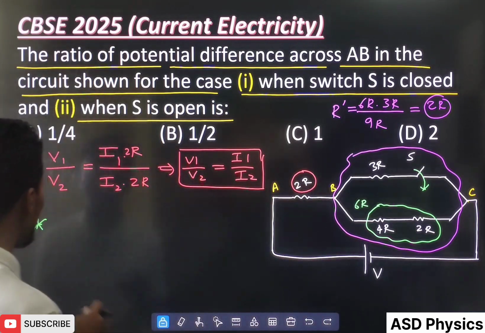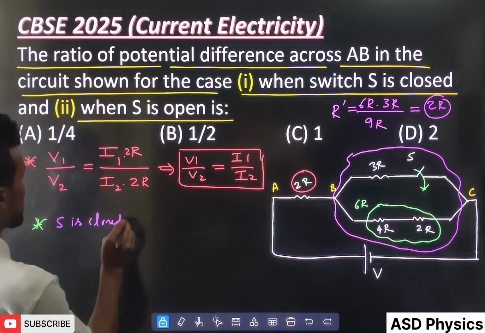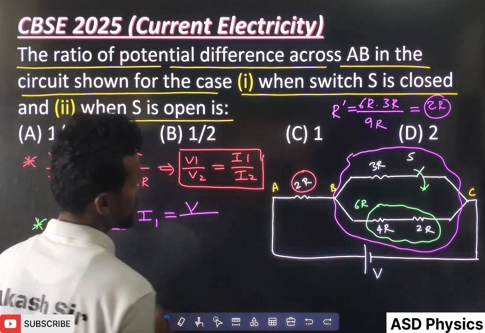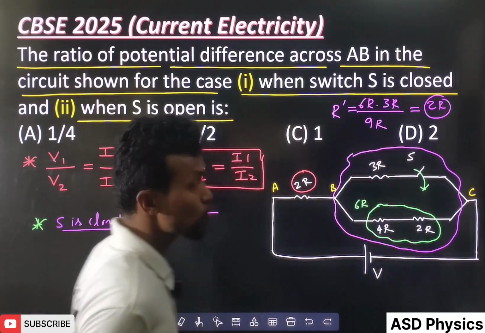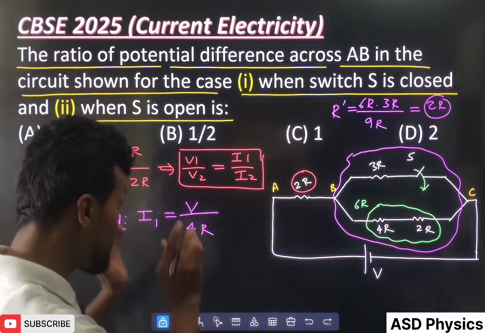That means total 4R. So remember that when S is closed, how much current will flow? I1 equal to, this is V, this is 2R, this is also 2R, that means here it will come V by 4R. This is when the switch is closed.